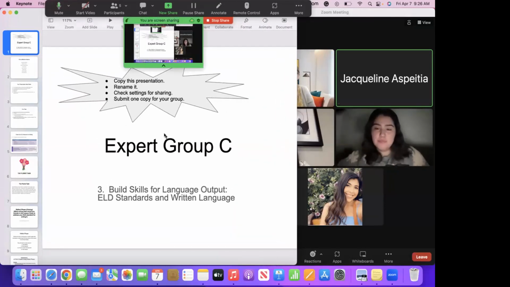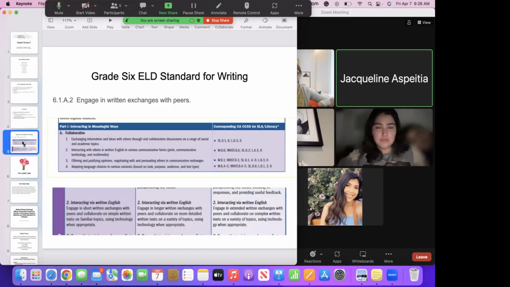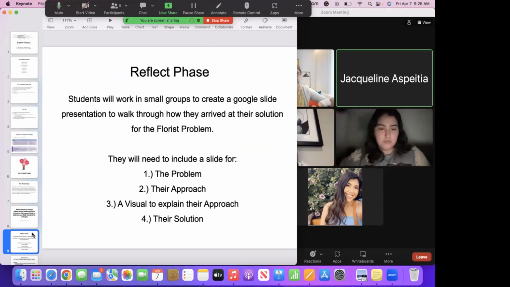Okay, cool. So we were expert group C, and it was about building skills for language output, ELD standards, and written language. So for the standard, we chose engage in written exchanges with peers, and we kept it really simple. We just decided to make a Google slide for the presentation, and they're basically gonna walk through how they arrived at their solution for the florist problem. So this is the reflective phase, the closing of the lesson.